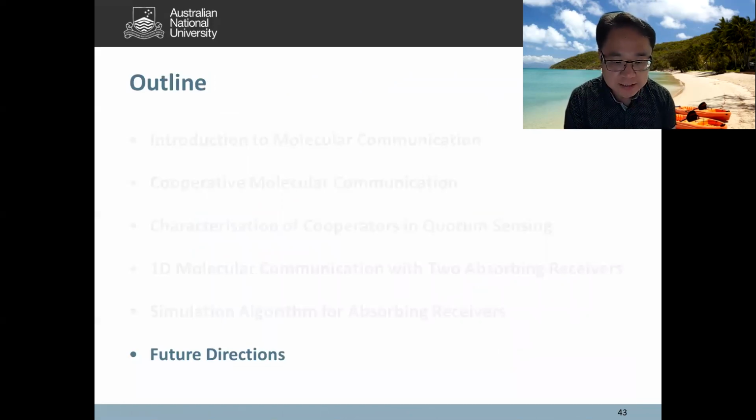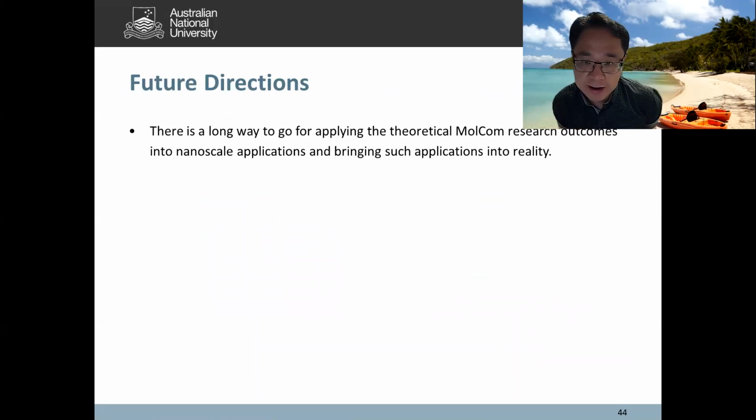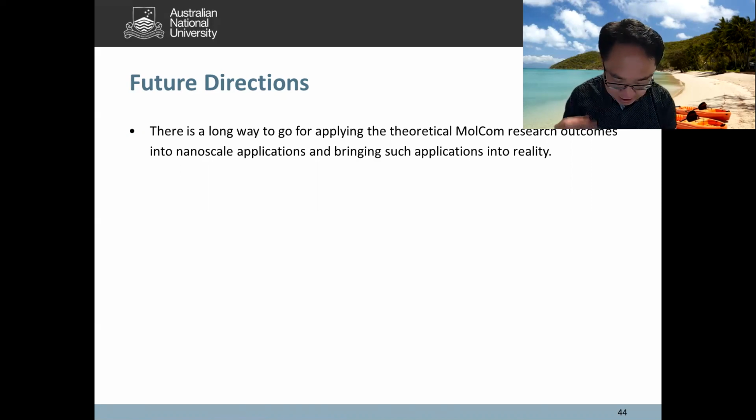In the last slides, I'm going to introduce a few future directions. We know that there is a long way to go to apply the theoretical molecular communication research outcomes to nano-scale applications and bring these applications into reality. In these slides, we have provided a summary of my research work in terms of cooperative molecular communication, carbon sensing, 1D molecular communication with absorbing receivers, and the simulator construction.